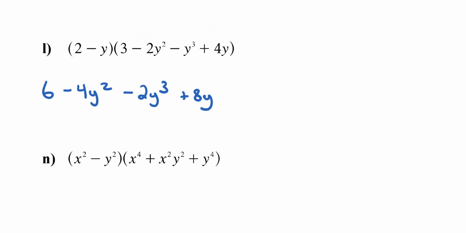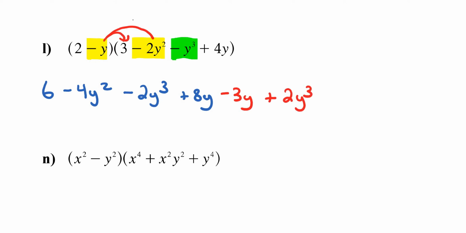Then let me erase this, and let me highlight the inner term, negative y. Negative y will now multiply with the 3, so that's going to be negative 3y. And then negative y times all of this. Negative y times negative 2y squared, a negative times a negative is positive, so positive 2y cubed. Then we multiply this negative y onto the negative y cubed, so that's going to be positive y to the power 4. And finally we have negative y times positive 4y, which is going to be negative 4y squared.